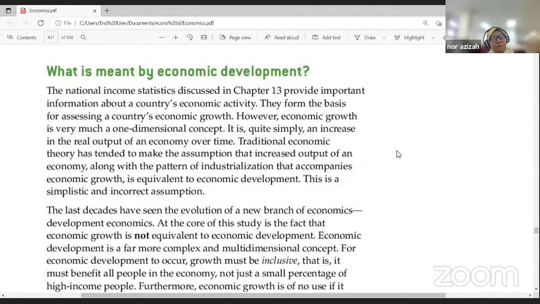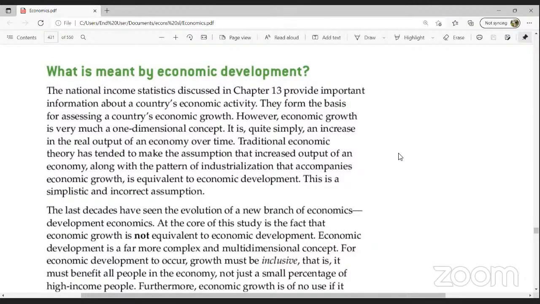The first paragraph. Okay. The national income statistics discussed in Chapter 13 provide important information about a country's economic activity. They form the basis for assessing a country's economic growth. However, economic growth is very much a one-dimensional concept. It is, quite simply, an increase in the real output of an economy over time. Traditional economic theory has tended to make the assumption that increased output of an economy, along with the pattern of industrialization that accompanies economic growth, is equivalent to economic development. This is a simplistic and incorrect assumption.